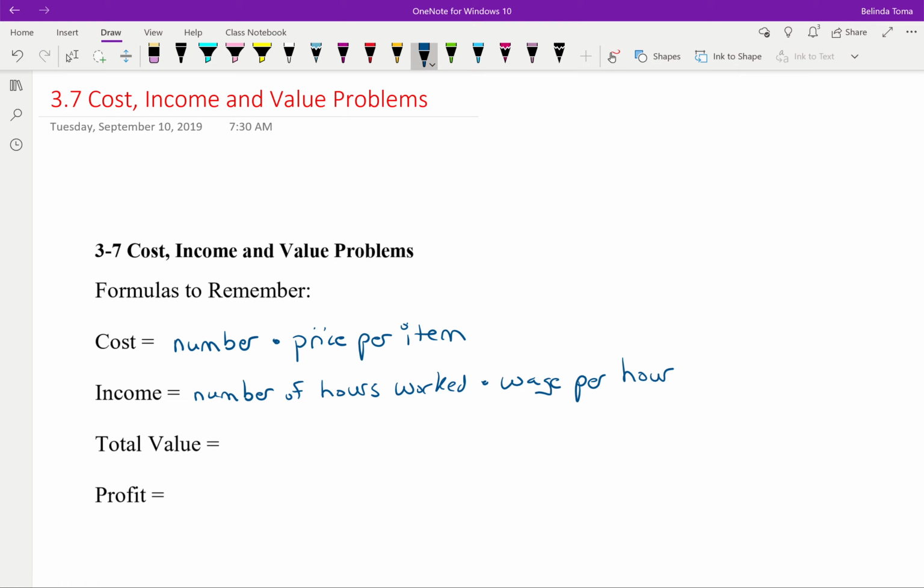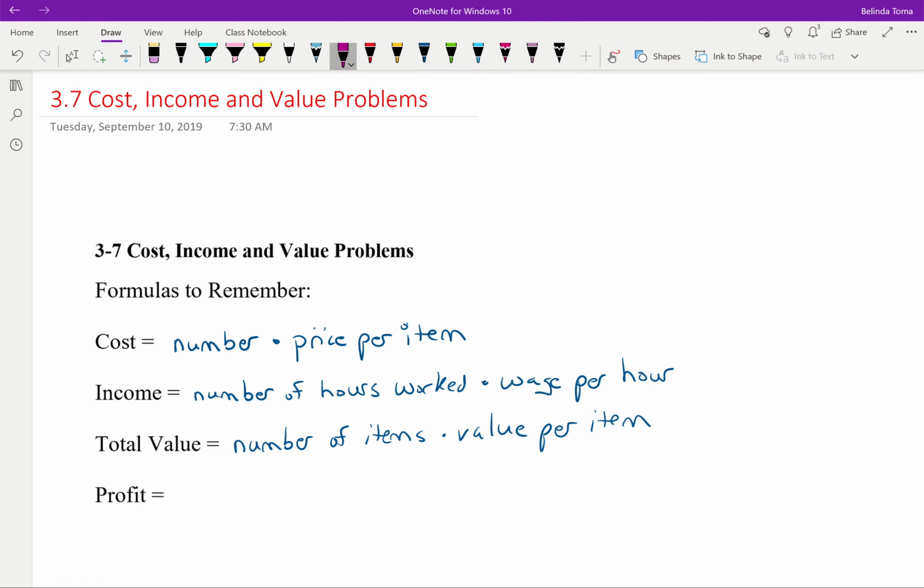Total value is going to be, again, a number of items times the value per item. So let's say that you have something like a cup collection and you have 10 cups and they are each worth $10. You would have $100 in total value in your cup collection.